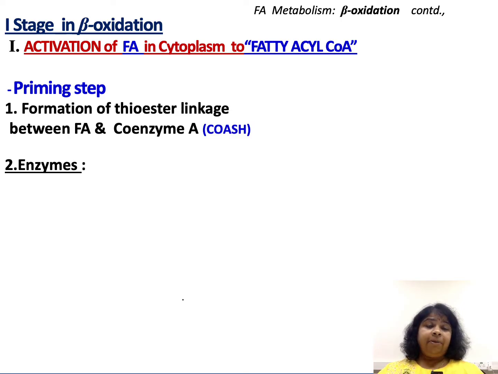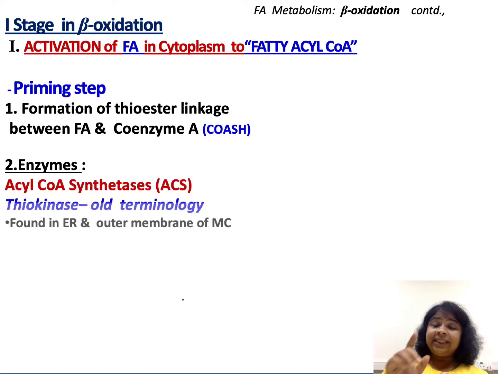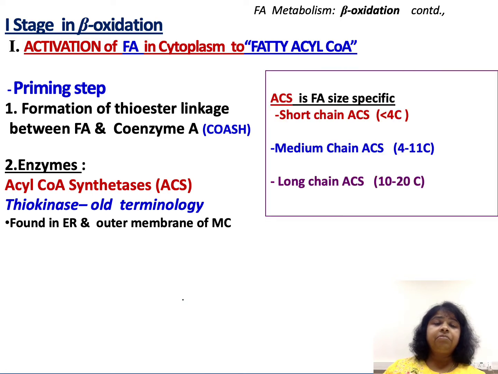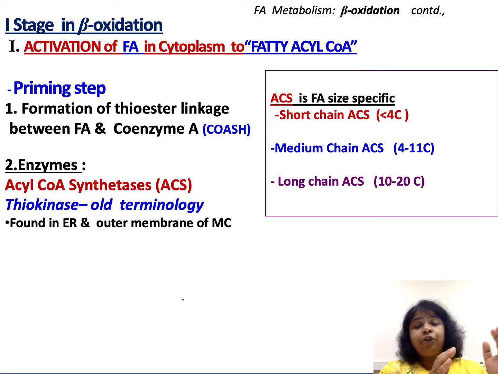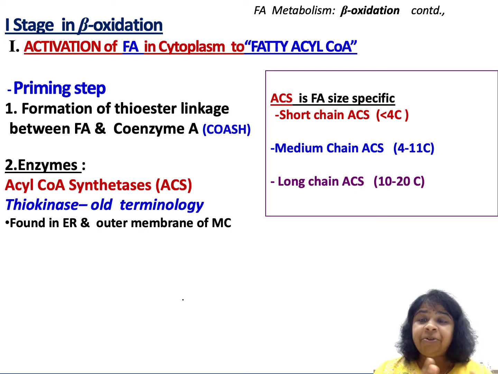In the first step, a thioester linkage is formed between fatty acid and a coenzyme A molecule. This is an energy requiring process. Enzyme required is acyl CoA synthetase. These were previously called thiokinase. And these acyl CoA synthetases, we have multiple isoenzymes available and each of them are specific to the chain length.